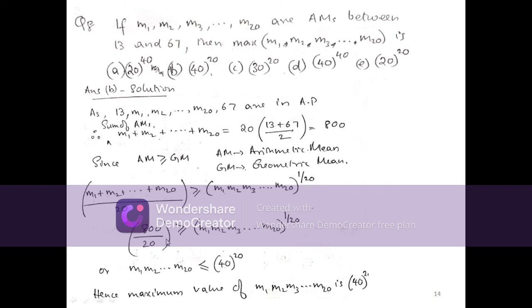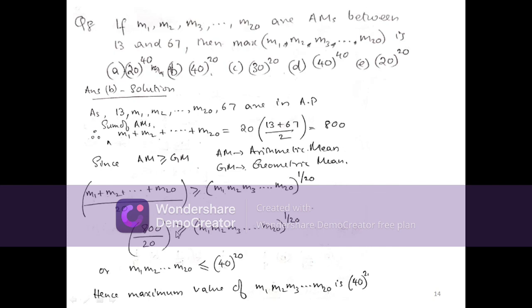So this is m1 plus m2 plus up to m20. Why 20? Because there are 20 terms, so you are taking the arithmetic mean of those 20 terms. And here, since there are 20 terms, you are taking the 20th root of m1 into m2 into m3 up to m20, that is, the whole raised to 1 by 20.